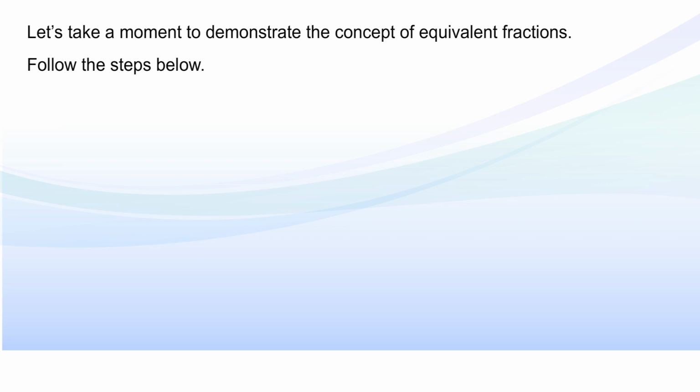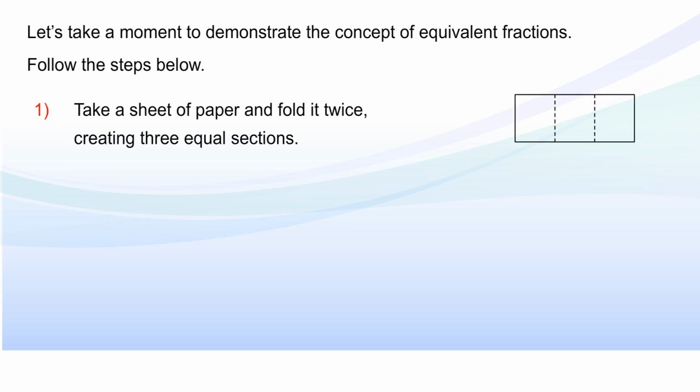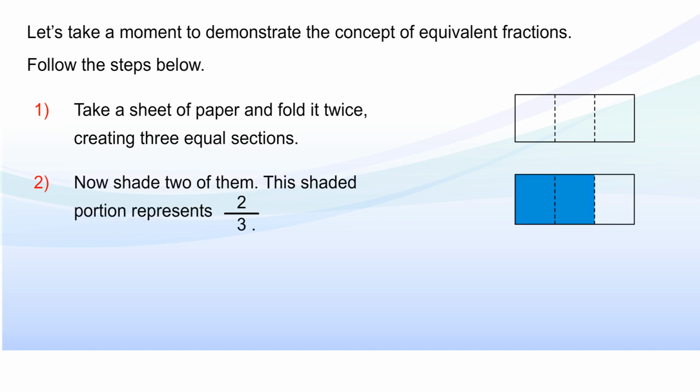Let's take a moment to demonstrate the concept of equivalent fractions. Follow the steps below. 1. Take a sheet of paper and fold it twice, creating 3 equal sections. 2. Now shade 2 of them. The shaded portion represents 2 by 3.